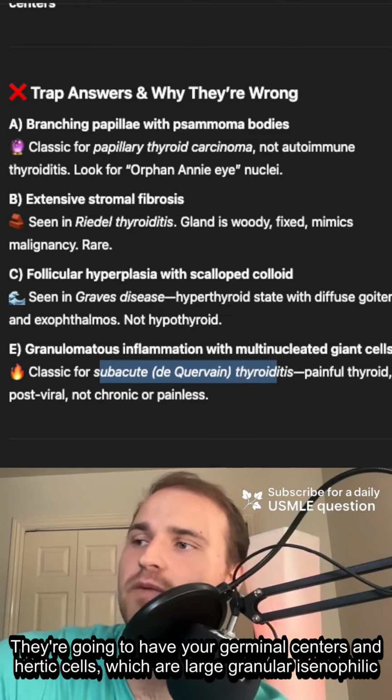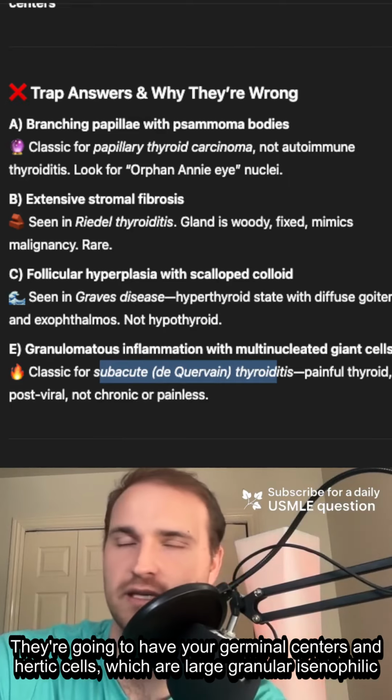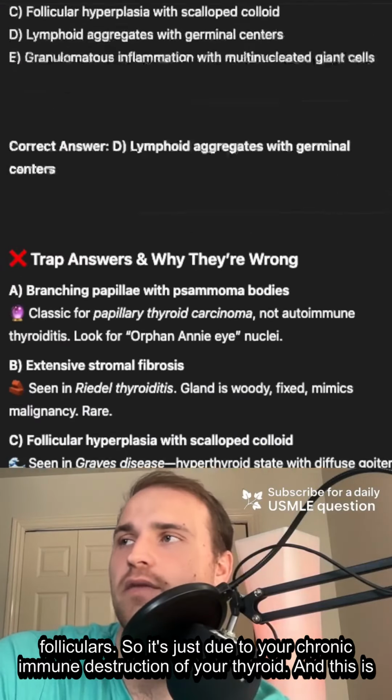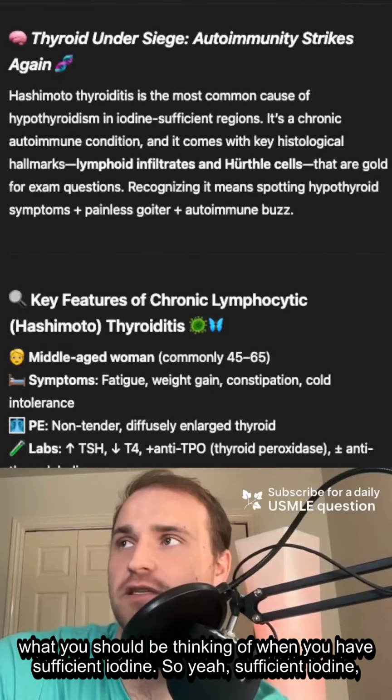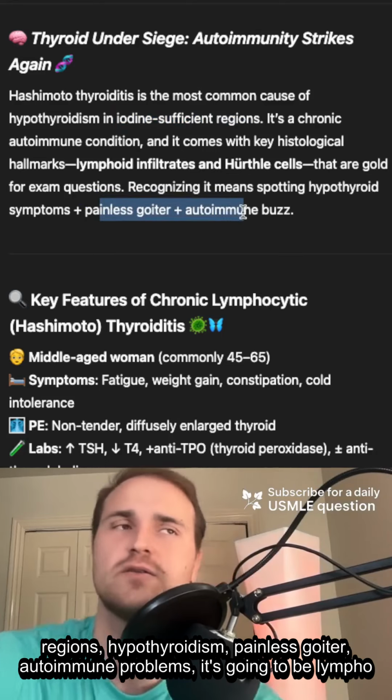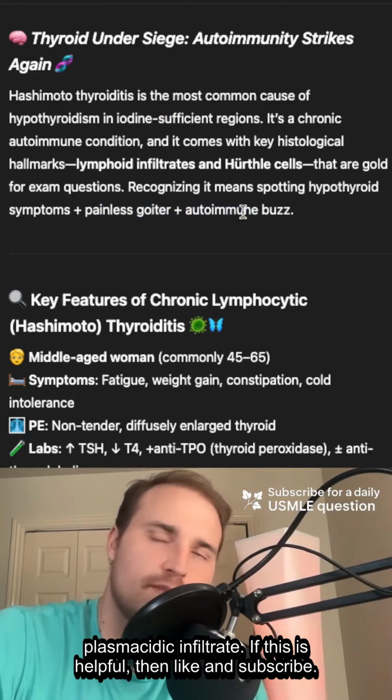They're going to have your germinal centers and Hürthle cells, which are large granular eosinophilic follicular cells. So it's just due to chronic immune destruction of your thyroid. And this is what you should be thinking of when you have sufficient iodine. So yeah, iodine-sufficient regions, hypothyroidism, painless goiter, autoimmune problems. It's going to be a lymphoplasmacytic infiltrate.